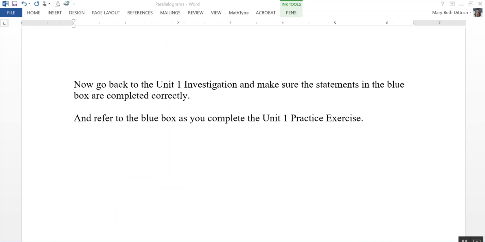Now I'd like you to go back to the Unit 1 investigation and make sure that the statements that you filled in the blue box are all completed correctly. And as you do the Unit 1 practice exercises, be sure you refer to these theorems in the blue box.